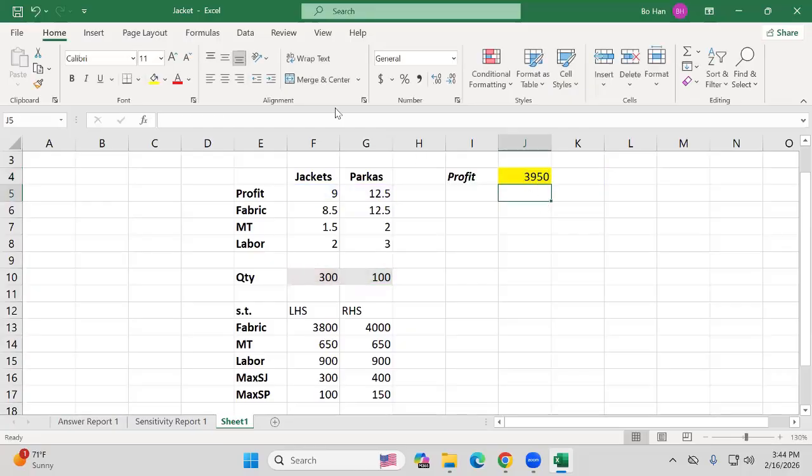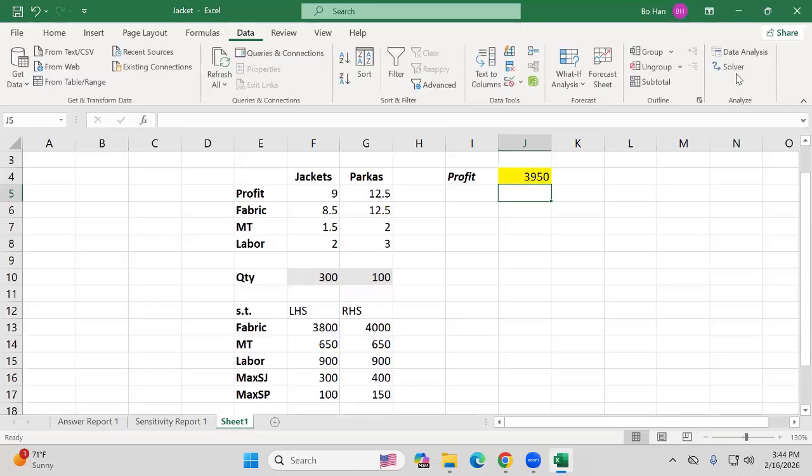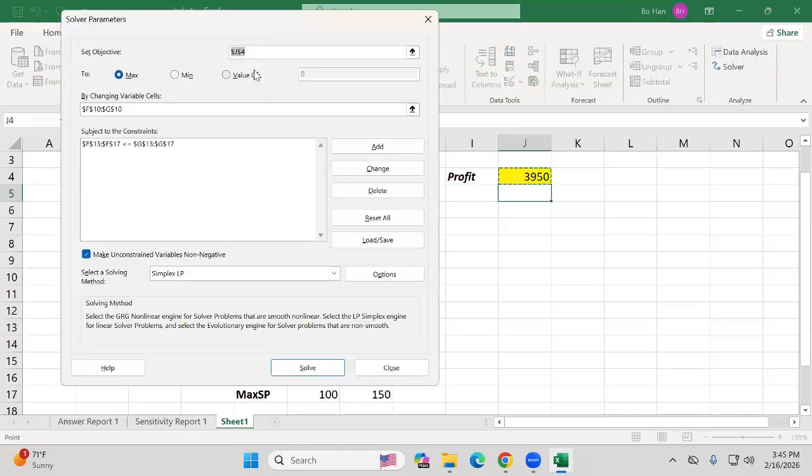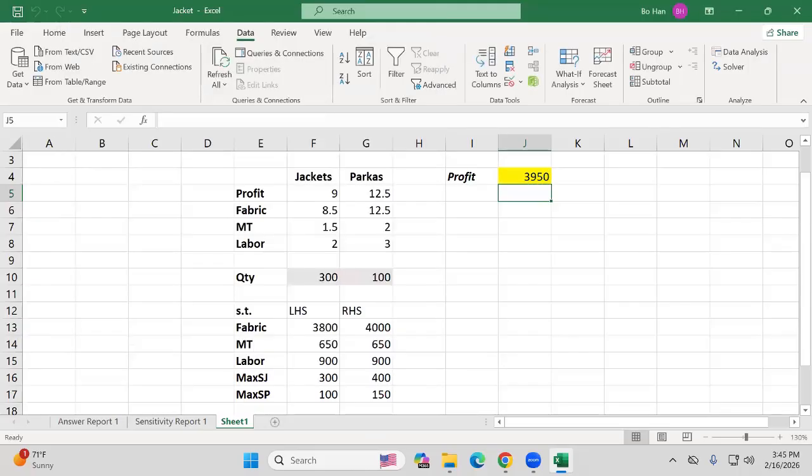And then we set up the solver at the end. If you click data and then click solver, you should be able to see which cell is the objective cell, which one is the decision cells. And don't forget to set up the constraints, because constraints is the most important key feature of linear programming or optimization analysis, right? This is what we did last week.